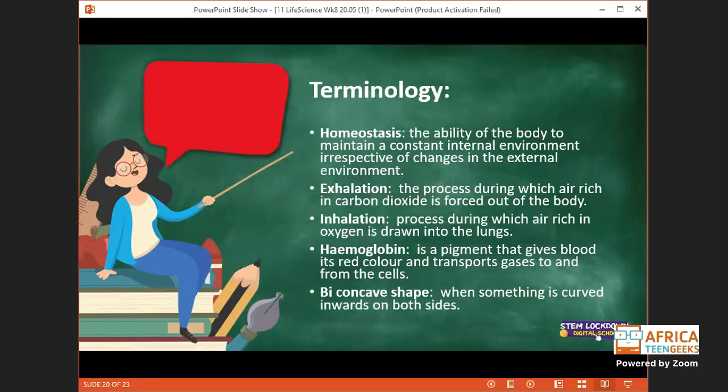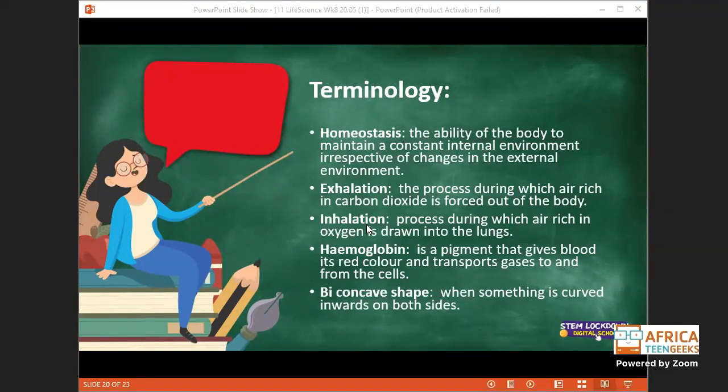For example, let me start here. What happens to the volume of our lungs when we exhale air? What happens to the volume of the lungs when we exhale? Can you use the group chat to send through your answers? What happens to the volume of the lung when we exhale? The volume decreases, perfect. And what happens to the pressure? So the volume decreases and the pressure increases, perfect, cool.